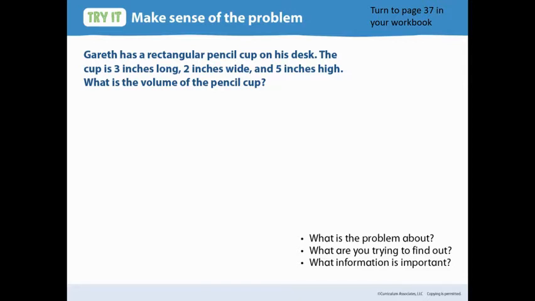Now for our third and final read of making sense of the problem. Gareth has a rectangular pencil cup on his desk. The cup is 3 inches long, 2 inches wide, and 5 inches high. What is the volume of the pencil cup? What information is important that you need to help you solve this problem?